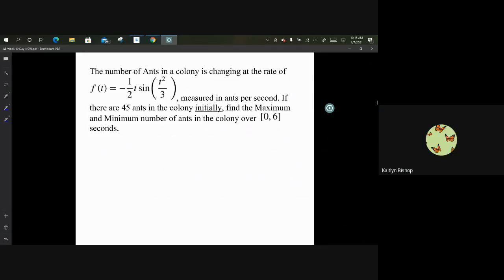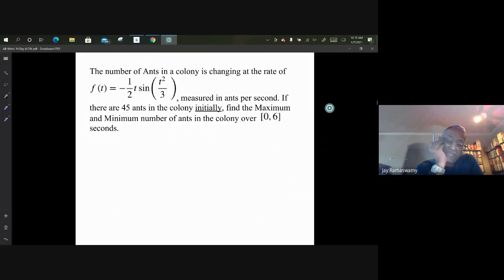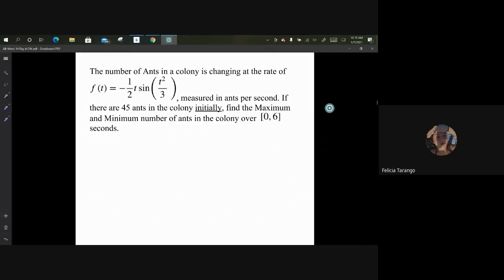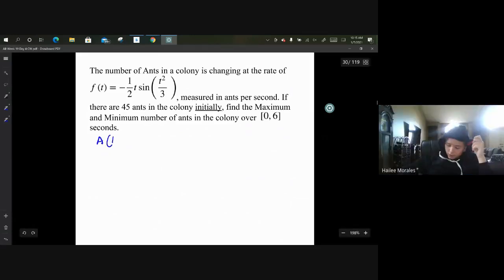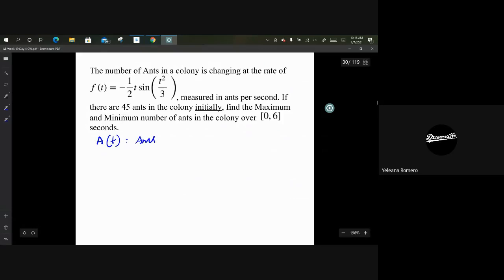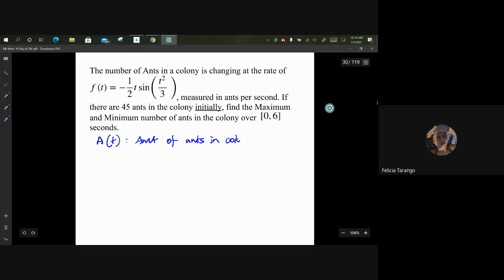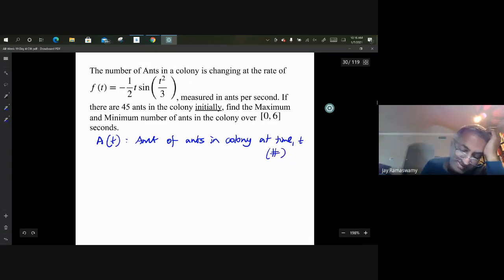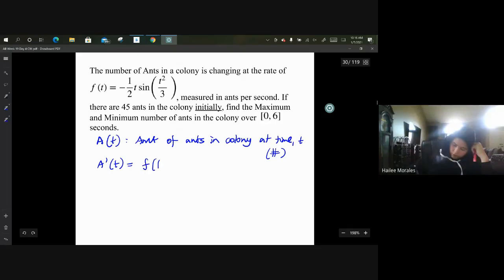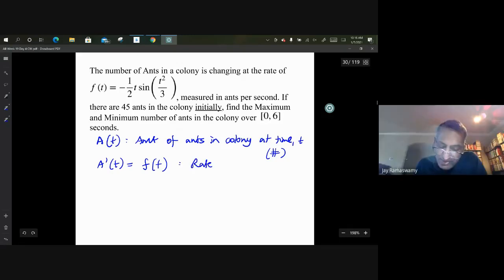Okay, everybody read the question with me. The number of ants in a colony is changing at a rate. Let's get started. Let A of T equal the number of ants in the colony at time T. And that's just a number, there are no units, there's ants. And let A dash of T be the rate, which is F of T. It's the rate of change.